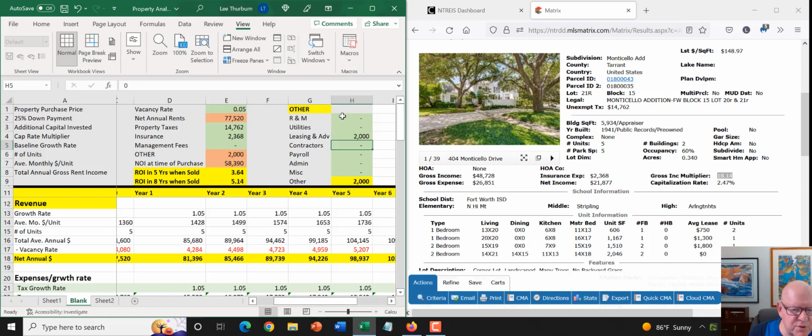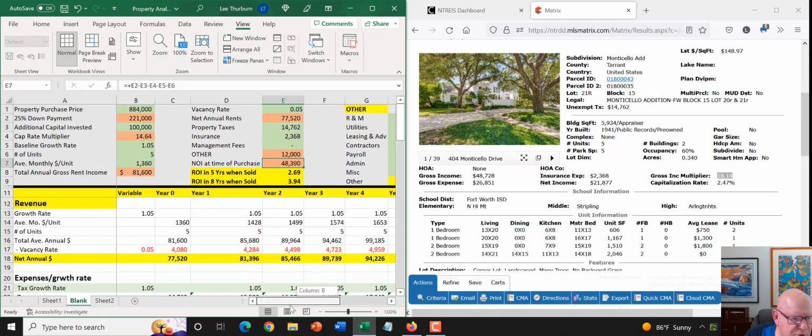Contractors, we don't have any specific contractors. We're going to put in 0. We don't have any payroll burden that we have to carry. We don't have any administrative burden. Well, let's put in $5,000 for miscellaneous expenses, and let's put in repairs and maintenance of $5,000 for the year. So we have other expenses of $12,000. This number rolls up into this number, and now our net operating income looks to be $48,000, and 14.64 is still our cap rate multiplier.